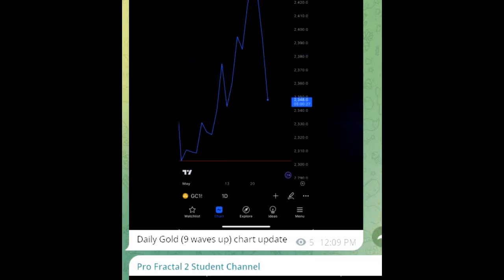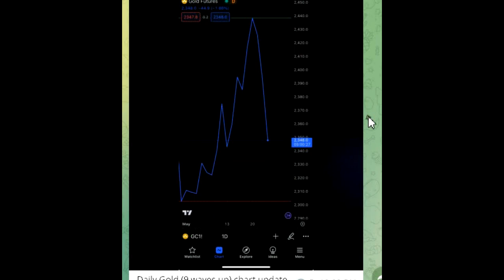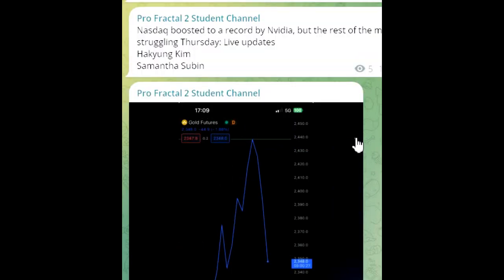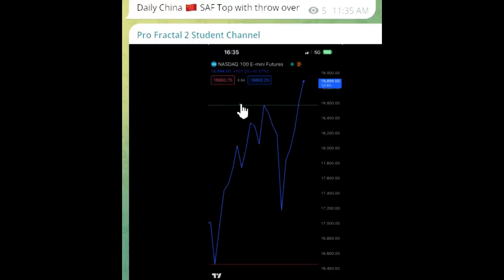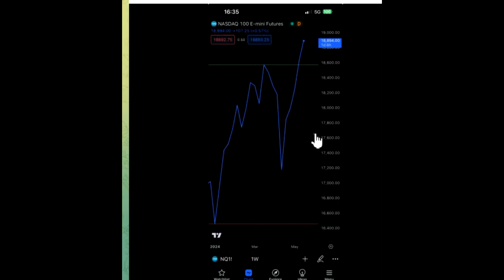Okay? Daily gold. I didn't see that one. Neil did that one. 1, 2, 3, 4, 5, 6, 7, 8, 9. That's on a daily basis, on the gold futures. This one is a top reversal on the NASDAQ. Okay, we have a typical decaying fractal here.